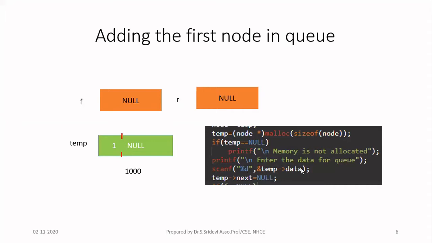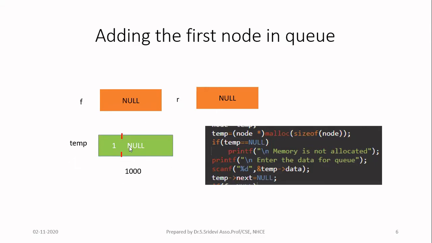So you get the data you want to enter into the queue from the user, and you store it in the proper memory. For that, I'm using temp arrow data. Since I want to get an integer value, I'm using the ampersand here. When you do this, you can add the data in this memory location. After that, you are adding the first node in the queue, so this field will be null because it is only one node. So I am writing temp arrow next is equal to null. When these lines are executed, it will create this diagram.